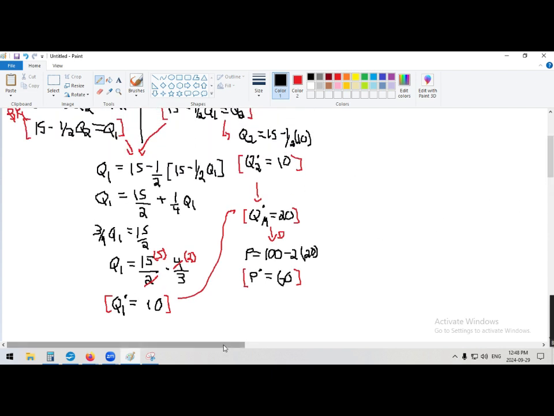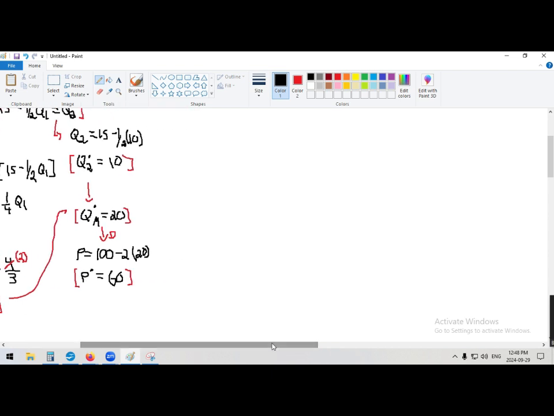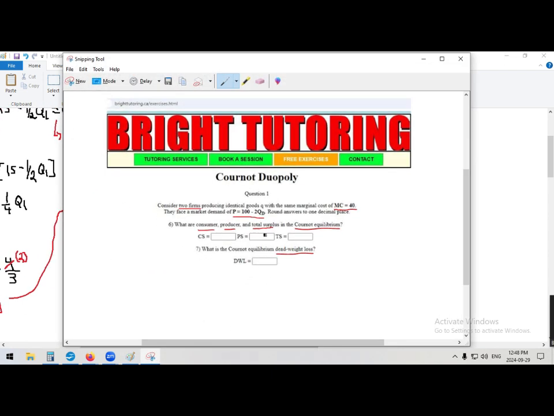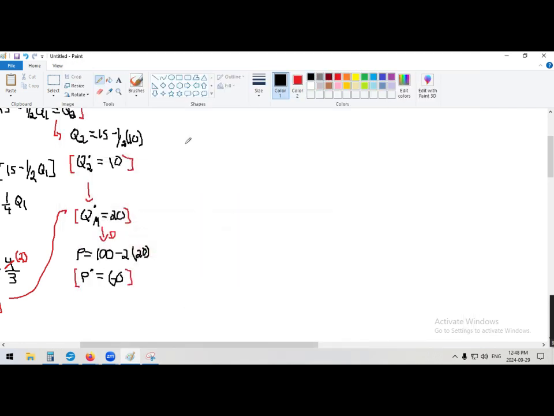So now that we have the Cournot equilibrium, you can use that to answer the questions and find all the surpluses and the deadweight loss. If we draw out the graph here, we have the market quantity here, and we have the market price here. And then we know the demand curve starts at 100. And then we have marginal cost. That's flat at 40.